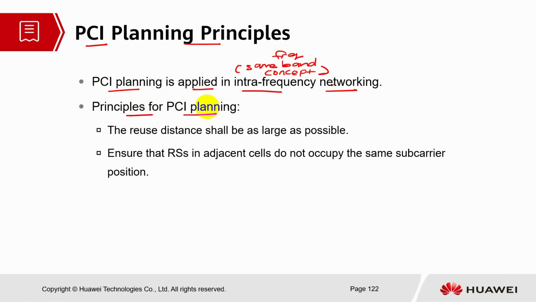So what are the principles for PCI planning? The reuse distance shall be as large as possible. So this is one of the criteria. Ensure the reference signals in adjacent cells do not occupy the same subcarrier position, because it can cause interference during channel estimation. So we have to make sure that if you are reusing, the reuse distance should be as large as possible, and that the reference signal does not conflict in the same subcarrier. We have a total of 12 subcarriers per slot, so we should make sure we do not occupy the same subcarrier position. That is the principle of PCI planning.